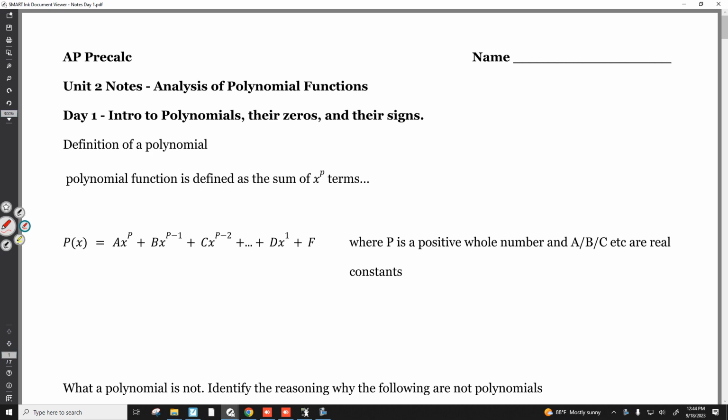Unit 2 is all on polynomials. We are going to become human graphing calculators, so we don't need our graphing calculators because we're going to do it ourselves. No graphing calculators, because we are going to be that graphing calculator.